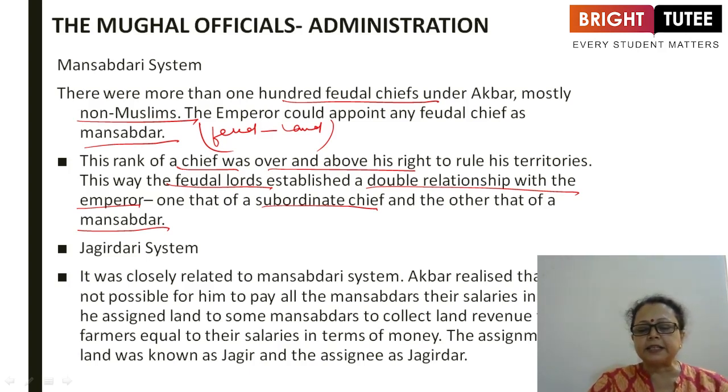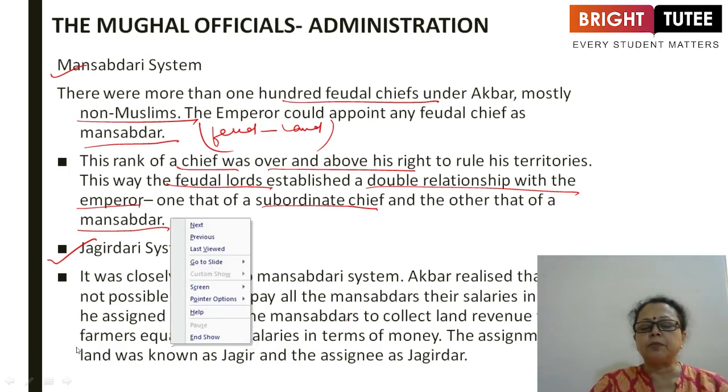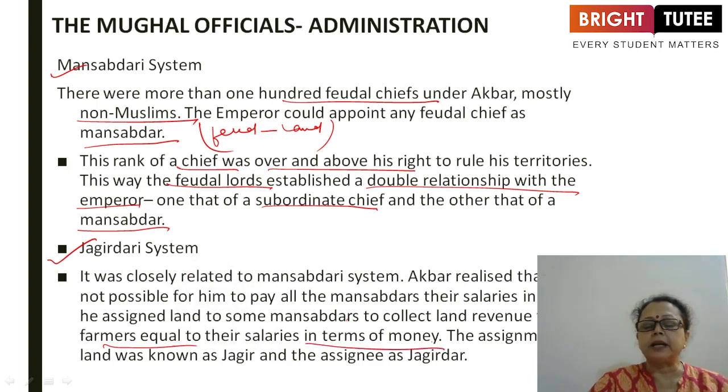Next comes the Jagirdari system. The Jagirdari system was closely related to the Mansabdari system. Both of them are closely related. Akbar realized that it was not possible for him to pay all the Mansabdars their salaries in cash. Cash payment was a bit difficult for Akbar. So he assigned land to some Mansabdars to collect land revenue from the farmers equal to their salaries in terms of money. This is the work done by Akbar.